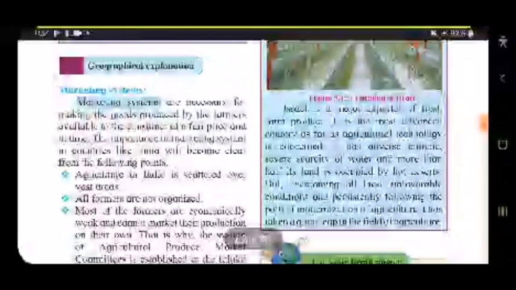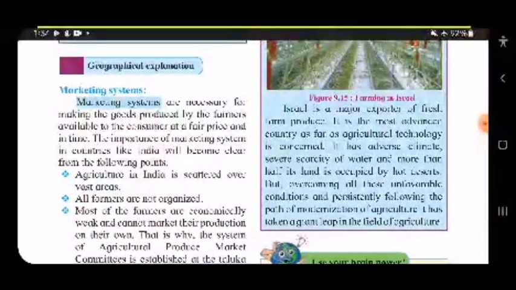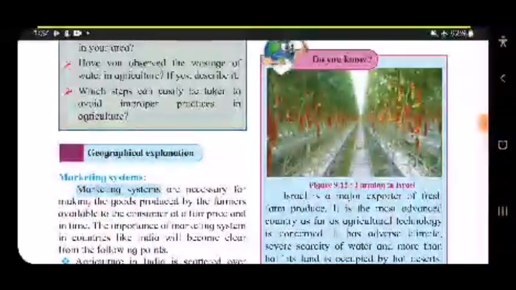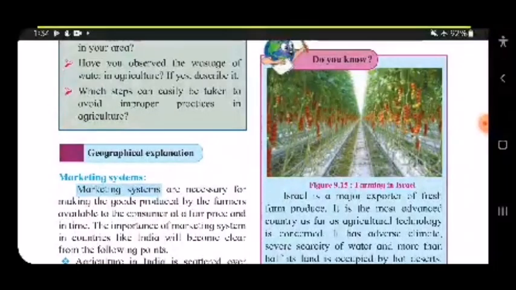So let's see, do you know? Israel is a major exporter of fresh farming produce. It is the most advanced country as far as agricultural technology is concerned. It has adverse climate, severe scarcity of water, and more than half its land is occupied by hot deserts. But overcoming all these unfavorable conditions and persistently following the path of modernization of agriculture, it has taken a giant leap in the field of agriculture. So, agriculture is practiced in Israel a lot.